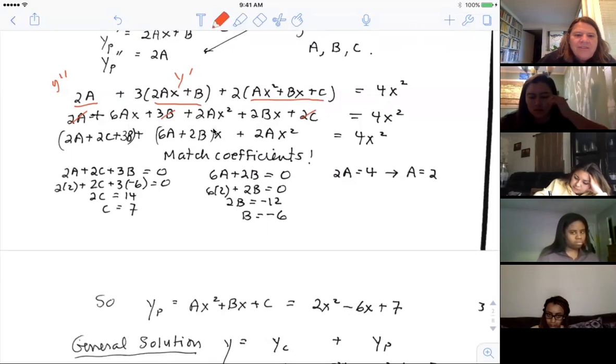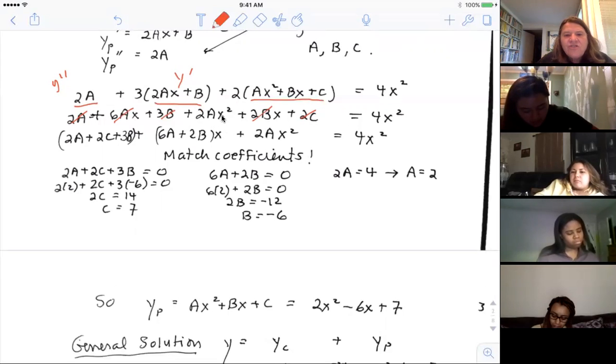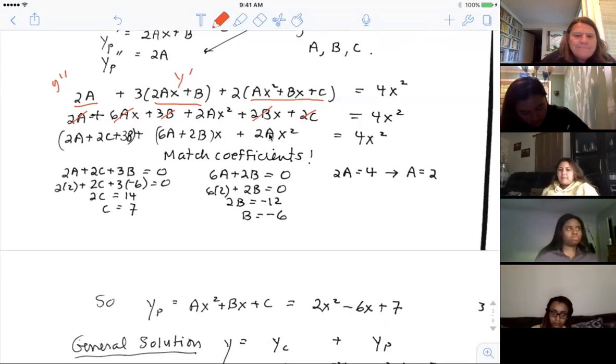The next thing I'm going to do is look for all the ones that have an x term in them. And the two that have the x term in them are 6ax and 2bx. So there's 2bx, there's 6ax, which is going to be 6a plus 2b right here times x. I only have one more to account for, and that's 2ax squared. So I'll have the 2a there, which is the only one of those. Okay, so those are all taken care of.